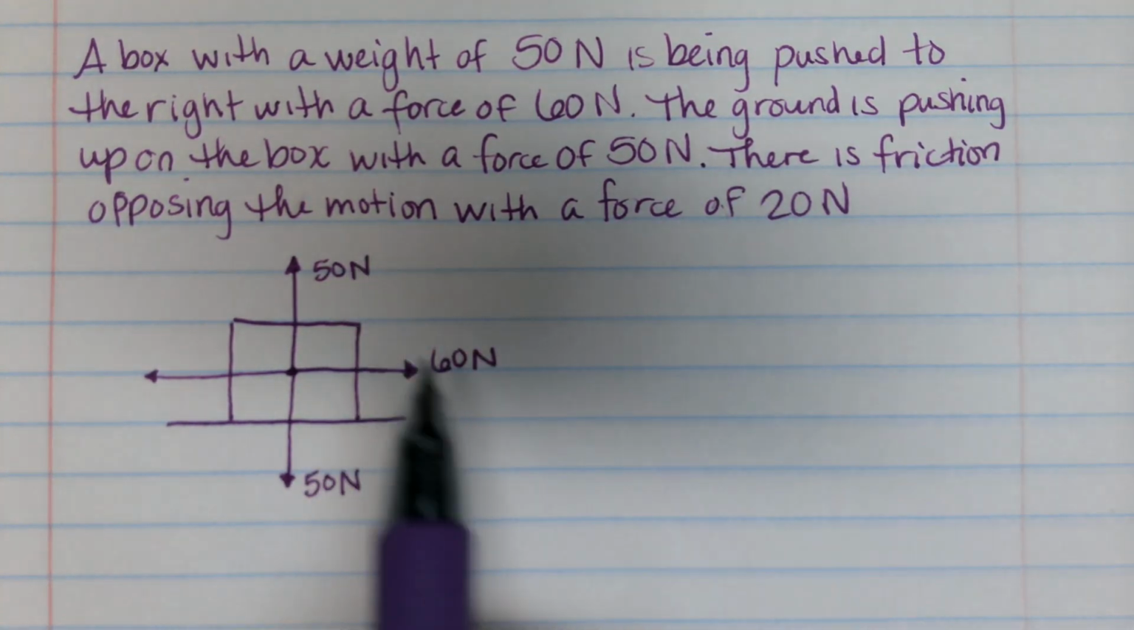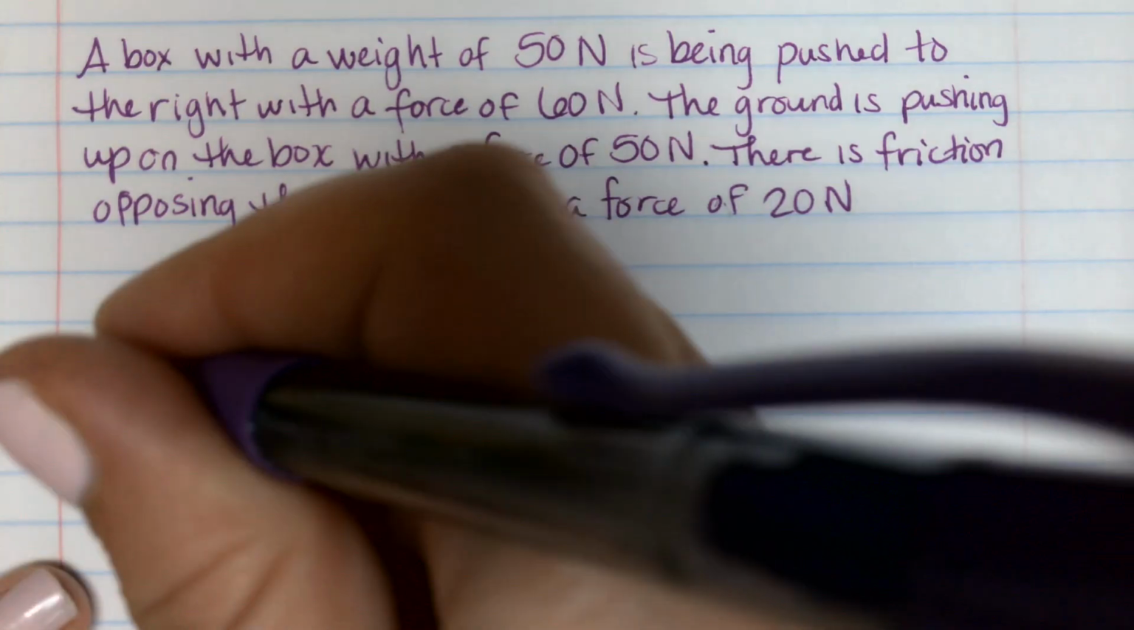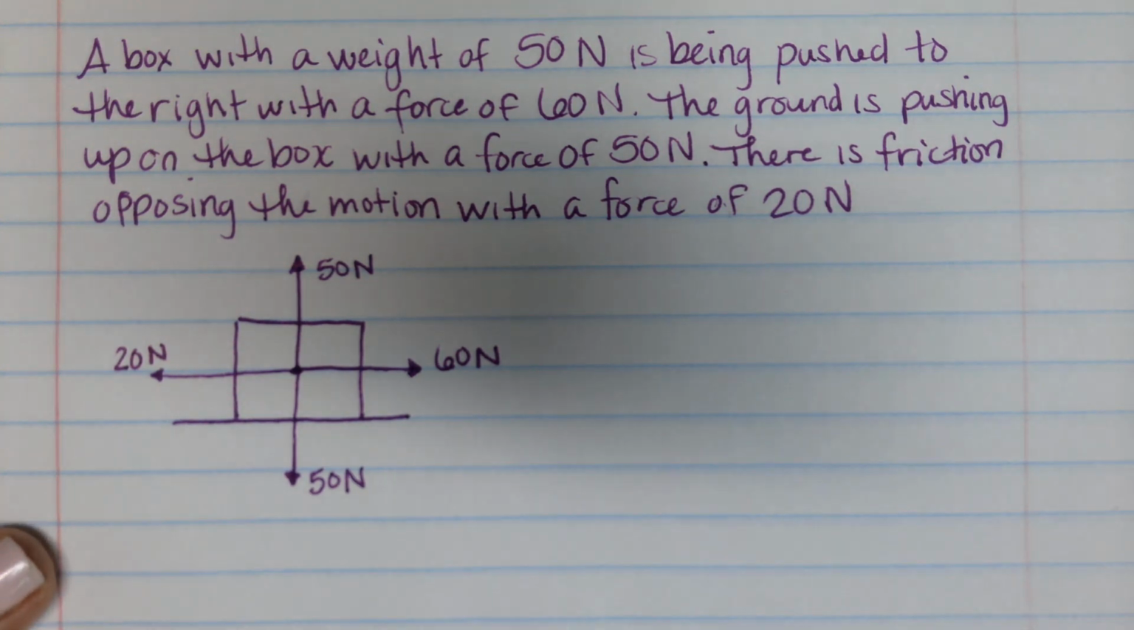Now, when we say opposing the motion, forces like friction or air resistance oppose the motion of the object. So if the object is moving to the right, the frictional force works against it. It's trying to keep it from moving. So the 20 newtons is actually left. The 20 newtons will go right there.